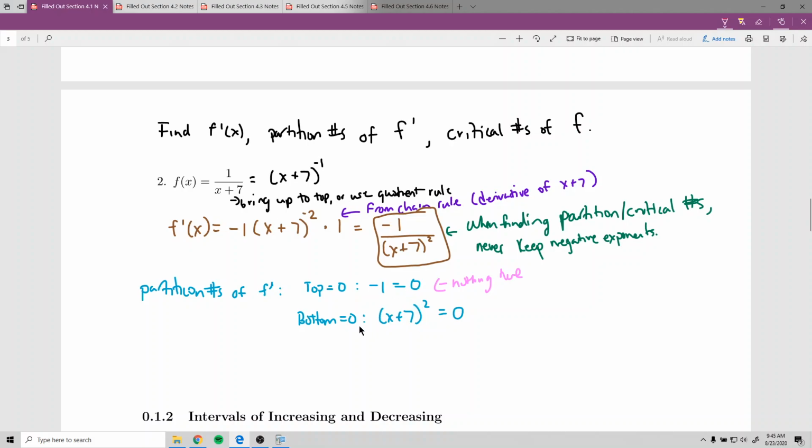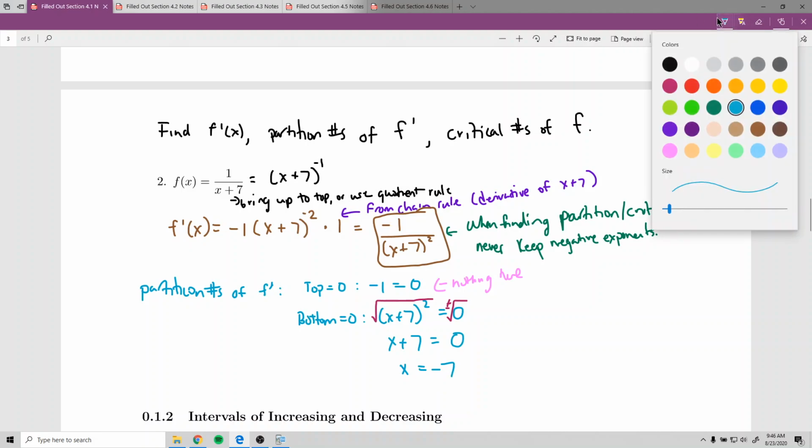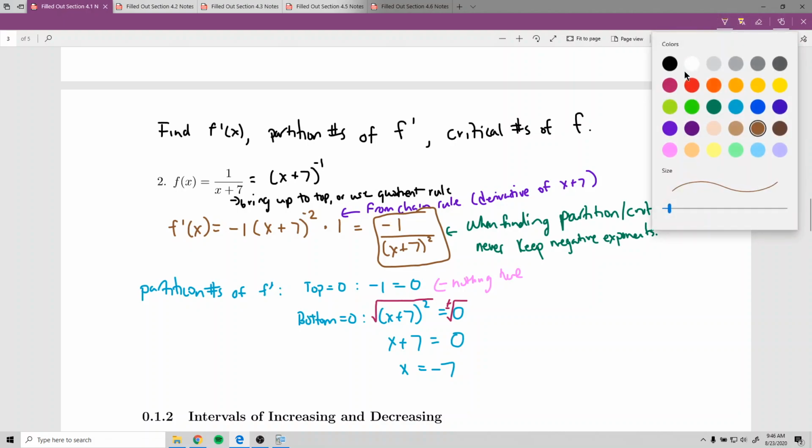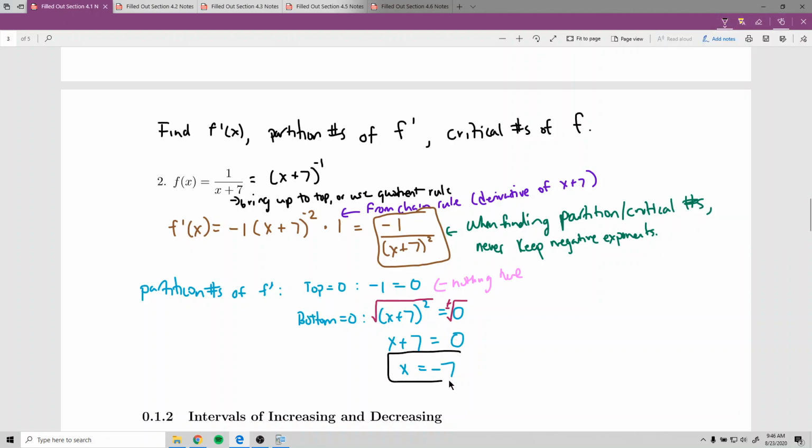Do the square root of each side to knock off the squared. Now we do always have to do the plus or minus when we do the square root, but the square root of 0 is 0. Plus or minus 0 is just 0. It's the same thing. So we've got just x plus 7, the squared and the square root knock each other out, equals 0. Subtract 7 and we get x equals negative 7. This is the partition number. We only have 1 for this function. That's all right. You might even have 0 sometimes.